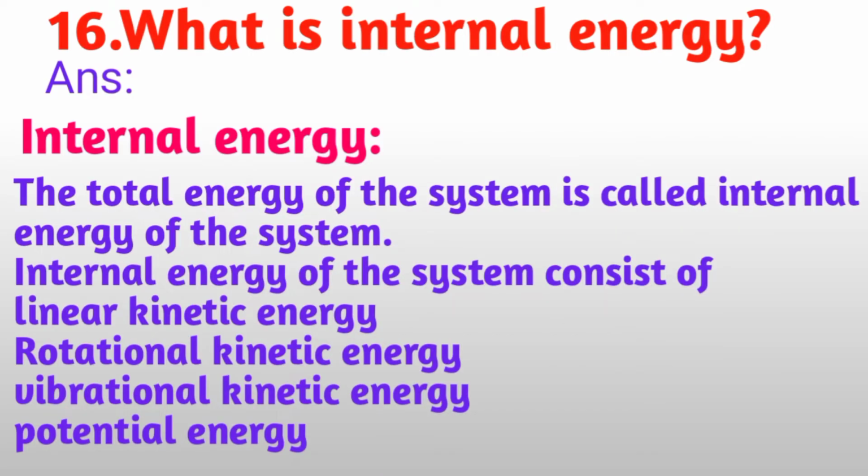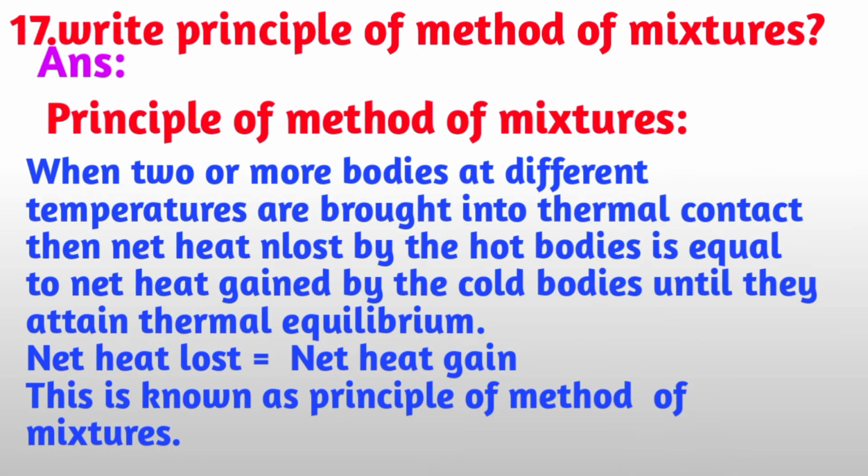What is internal energy? Total energy of the system is called internal energy of the system. Internal energy of the system consists of linear kinetic energy, rotational kinetic energy, vibrational kinetic energy, potential energy. Write principle of method of mixtures. When two or more bodies at different temperatures are brought into thermal contact, the net heat lost by the hot bodies is equal to net heat gained by the cold bodies until they attain thermal equilibrium. Net heat lost is equal to net heat gain. This is known as principle of method of mixtures.